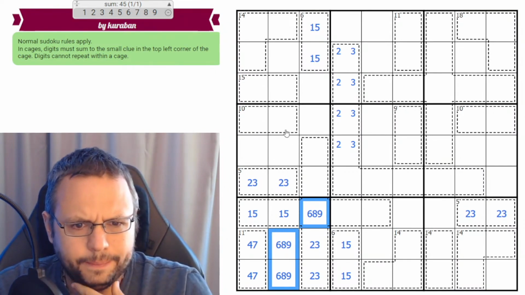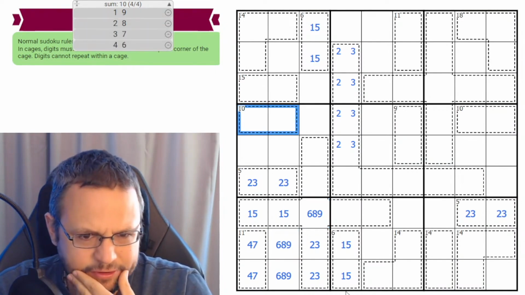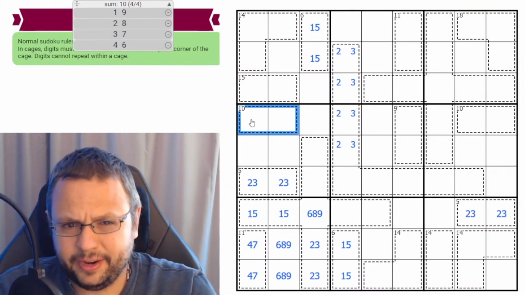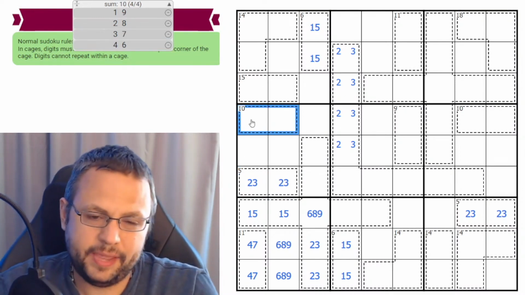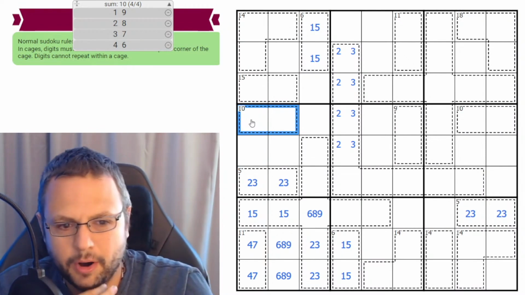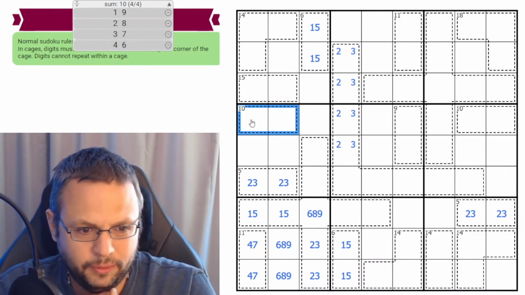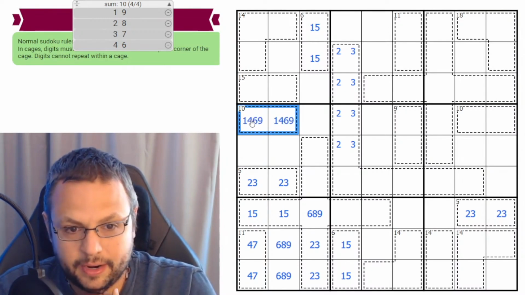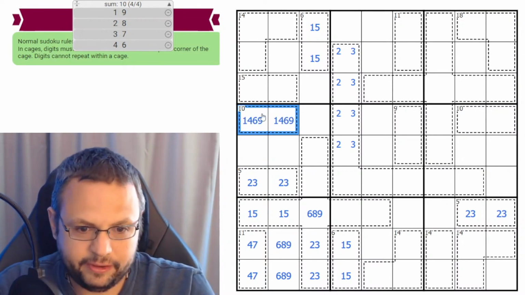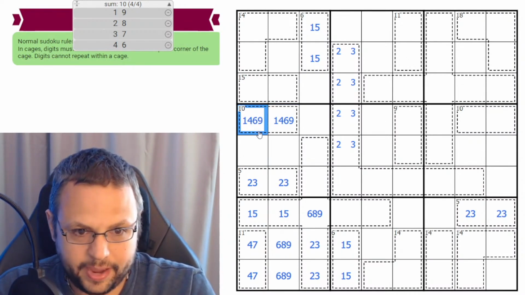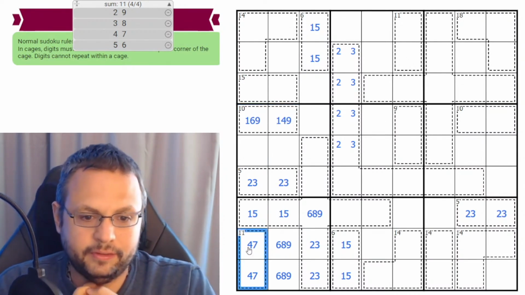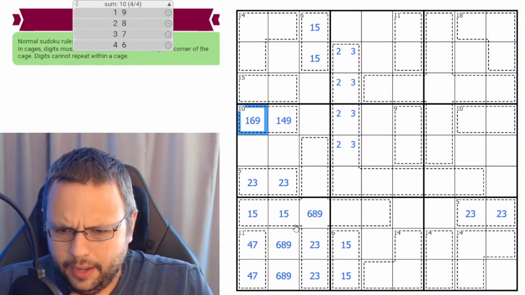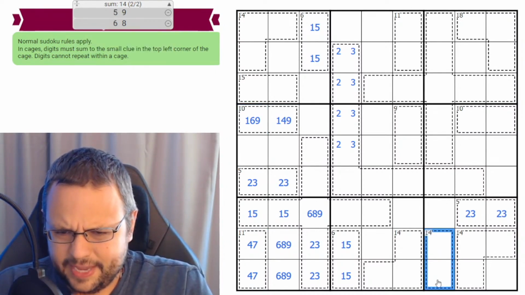Okay. The 10 cage doesn't have a 2 or a 3. So the 10 cage, every time I see something that only has 2 possibilities in this puzzle, I'm going to mark it because that seems to be the theme of the puzzle. So this can't have a 2 or a 3. So it's either 1-9 or 4-6. And if it is 4-6, it doesn't go this way. That's not the 4, so that's not the 6 because of the 4-7 looking up there. I don't see anything interesting.